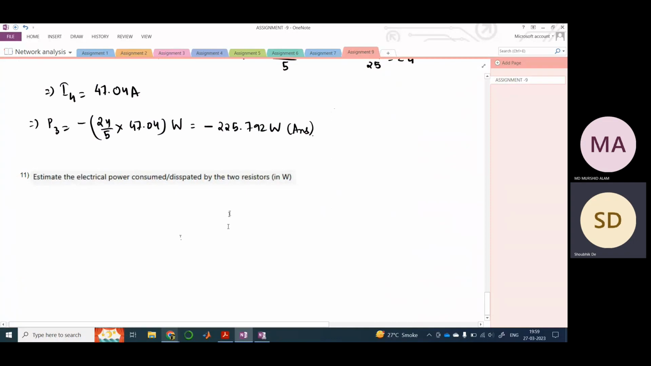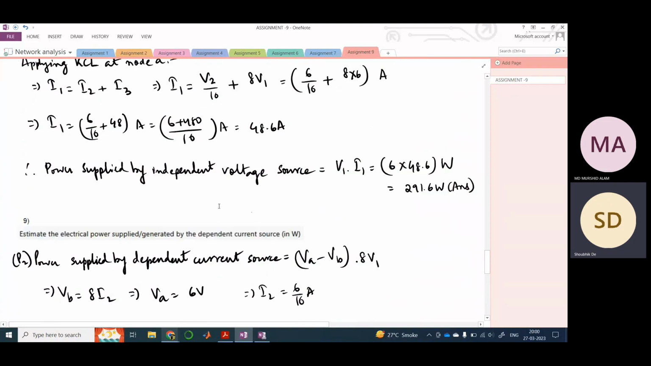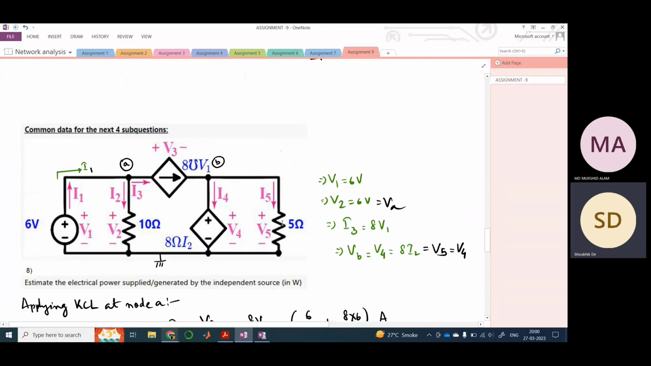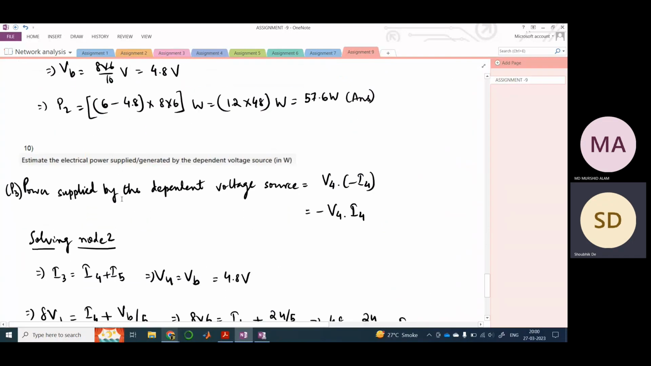Okay, so next they are telling us to estimate the electrical power consumed, dissipated by the two resistors. So two resistors means the 10 ohm and 5 ohm resistor. Now see, let us calculate one by one what is the power dissipated across the 10 ohm resistor. It would be nothing but I2 square into R, Joule's heating effect. The current flowing through this 10 ohm resistor is I2. Therefore the power that it dissipates is I2 square into R.